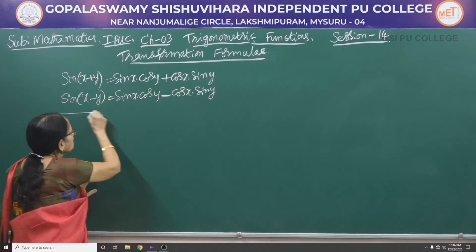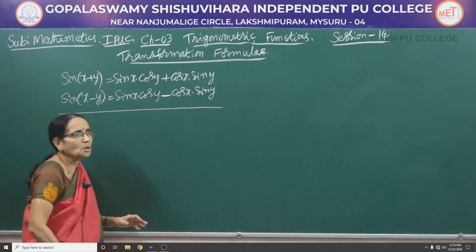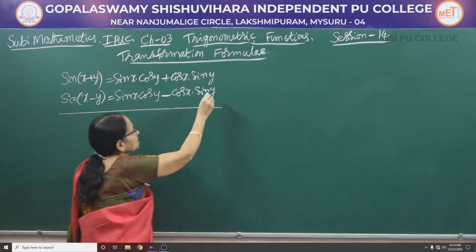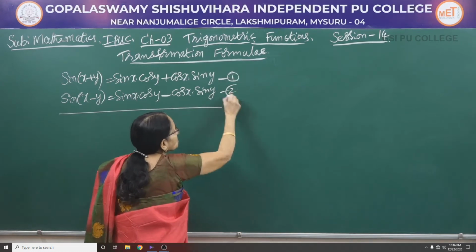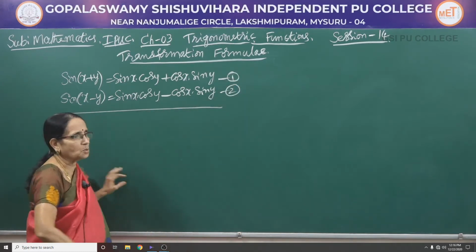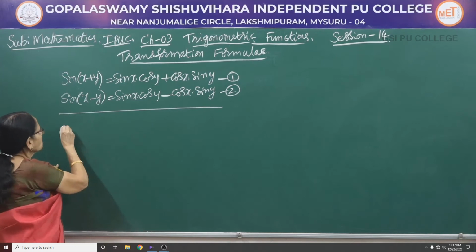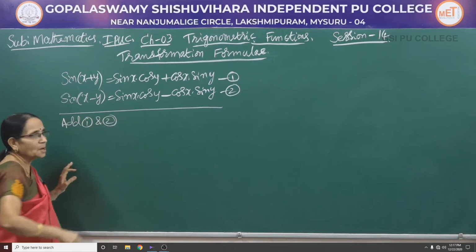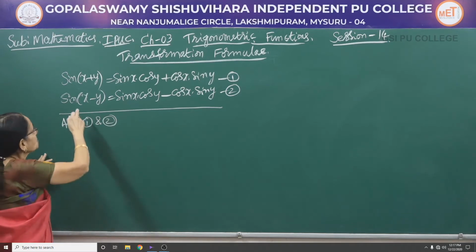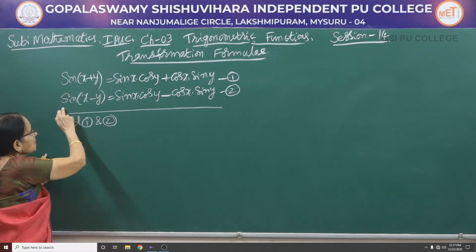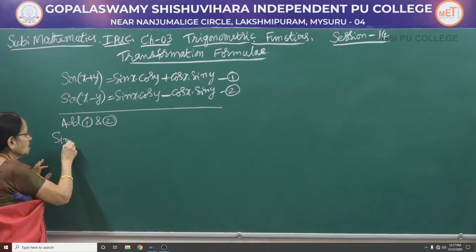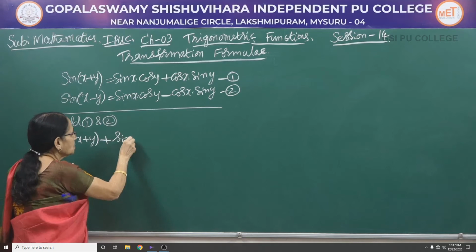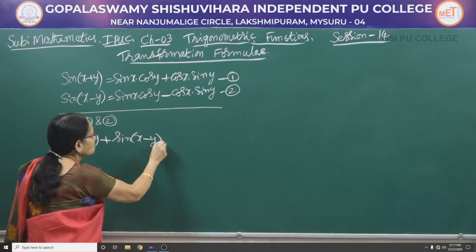Now, consider these two formulae. Now, let me add these two. Let me give the numbers 1 and 2. Now, add 1 and 2. What do you have on the left hand side? Sin of x plus y plus sin of x minus y. Write the terms as they are.